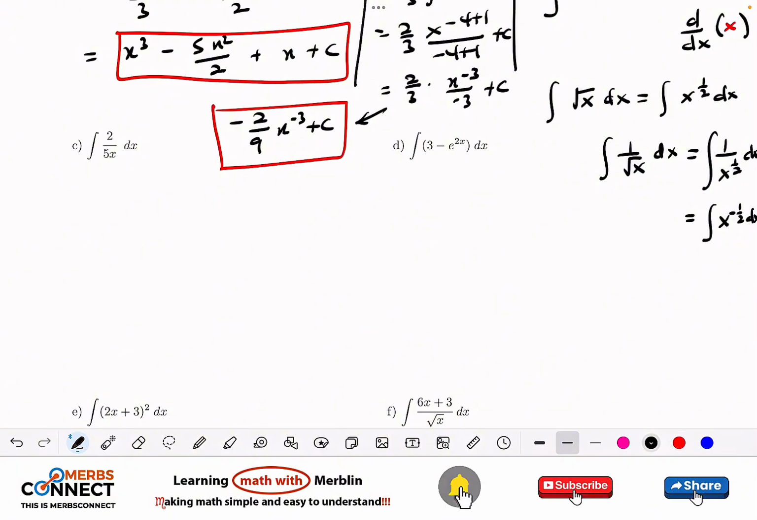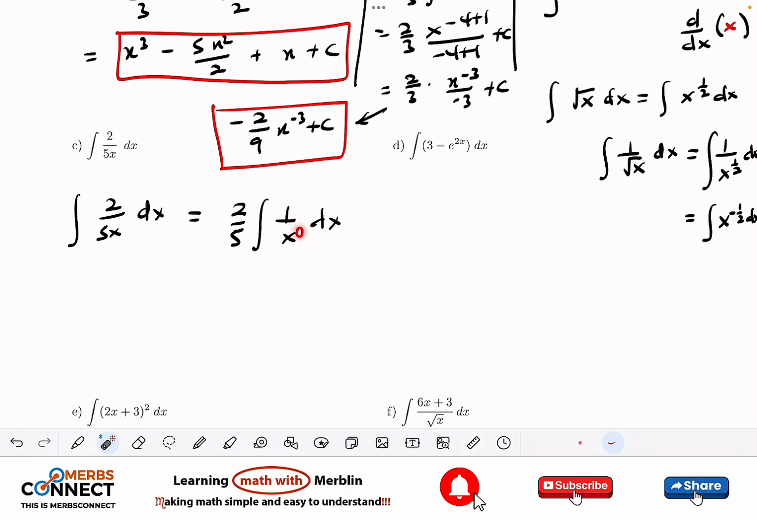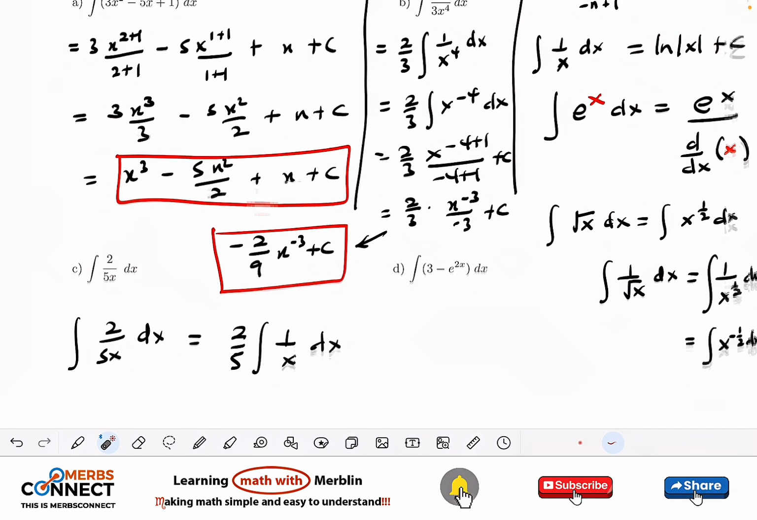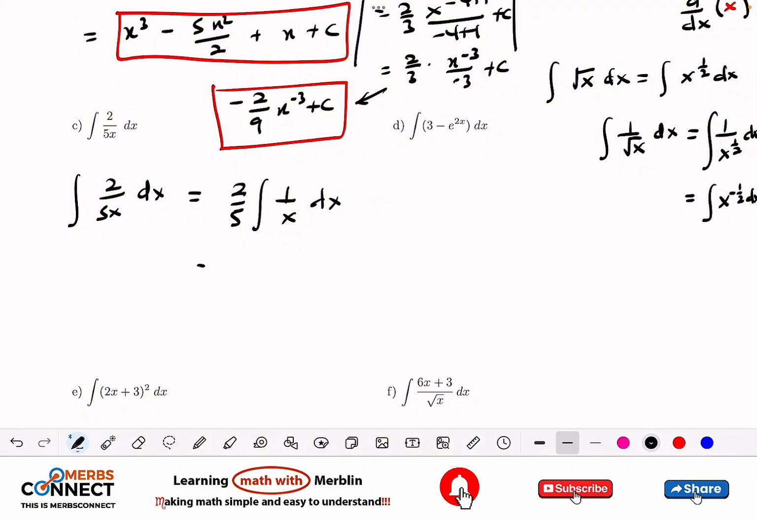Let's look at C here. Integration of 2 over 5x dx. This can be written as 2 over 5 out, and what will be left is 1 over x dx. So now we have 1 over x where the degree is 1, so we need to think about this guy here. I'm going to have 2 over 5, and then 1 over x integrates to ln of x plus c, which is very simple, right? Good.